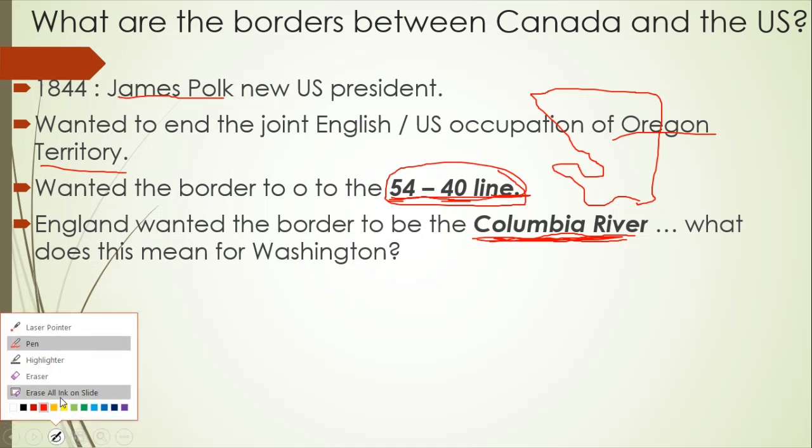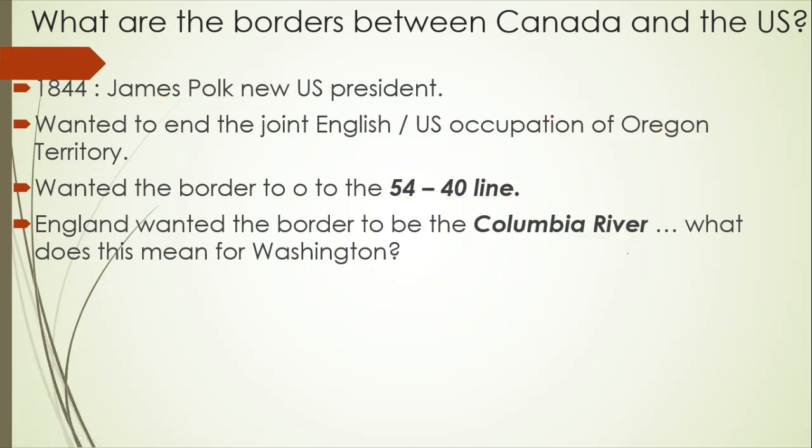However, let me get rid of this. If England got her way, it would start up here at the 54-40, go down. Here's where Washington hits. Well, it would essentially look like the same thing, except it would all be England. Obviously, it's not what it looks like today. Here's our border with Canada.